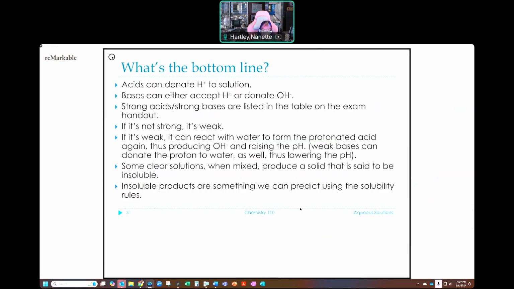All of that is for the second test. It should not be a problem for you, and we will talk about it lots, and there's lots of practice for you. So questions, comments, problems on our aqueous solutions?